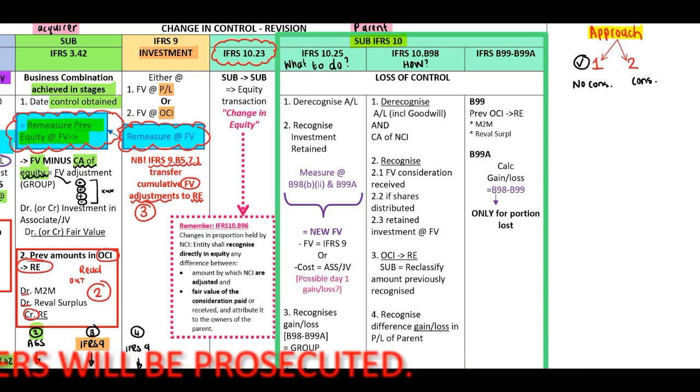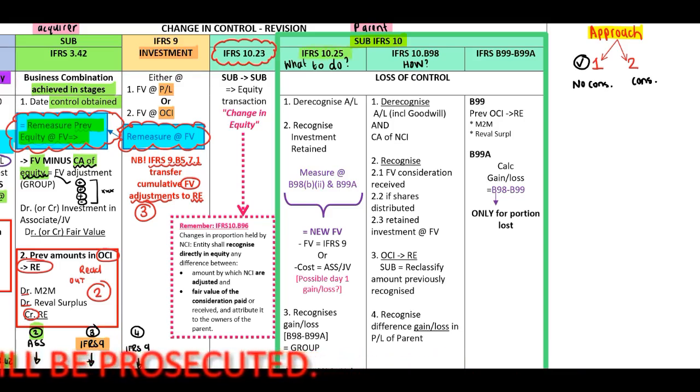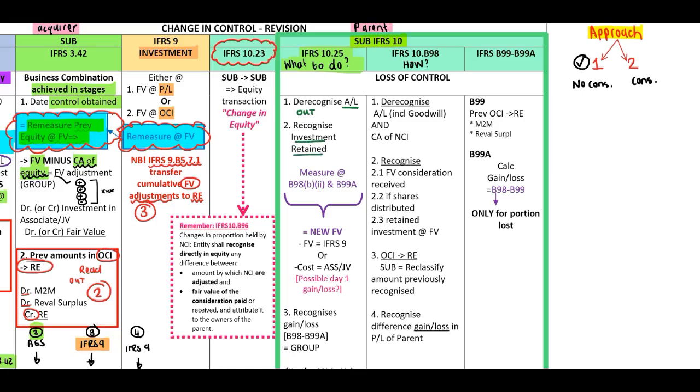Right. Now, IFRS 10, paragraph 25, indicates to us what to do when there's a loss of control. It indicates that we will have to derecognize, take out our assets and liabilities. We will have to recognize the investment retained, therefore the portion that they still do have, which will normally be your IFRS 9 investment or your associate. Then they indicate we need to measure that investment based on B98, B98(b) and B99A. We are going to look at that in terms of the new fair value.